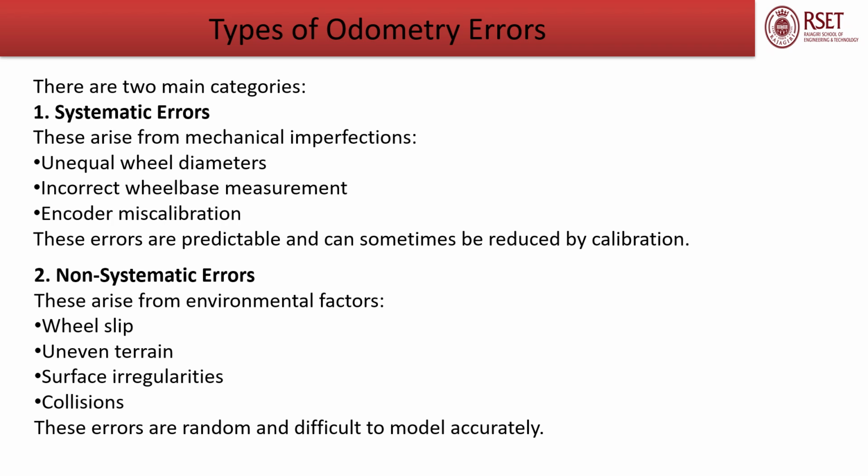Non-systematic errors, on the other hand, are unpredictable. Wheels slip on smooth surfaces, uneven terrain, sudden obstacles. These introduce randomness. These errors are difficult to model mathematically because they depend on environmental interaction. In real-world robotics, non-systematic errors are more problematic because they cannot be easily corrected through calibration. So in practice, both mechanical precision and environmental conditions influence localization performance.